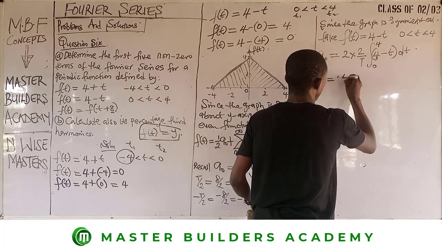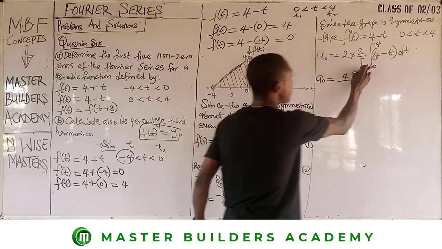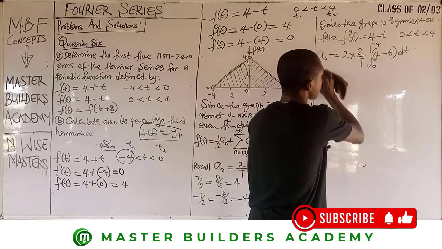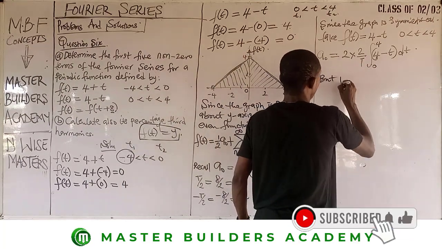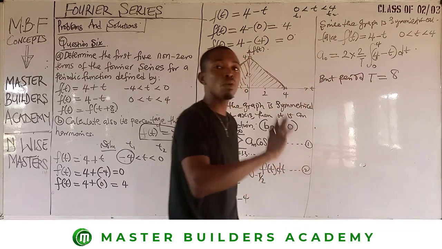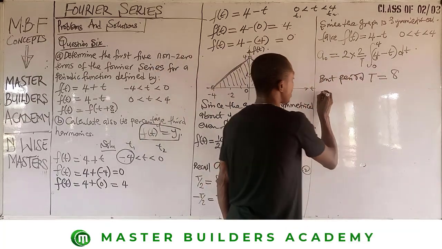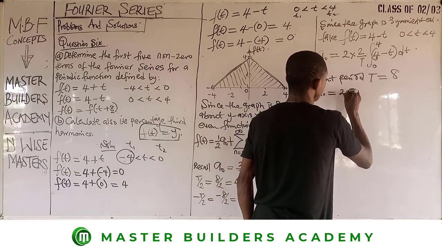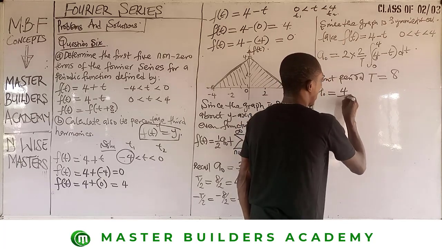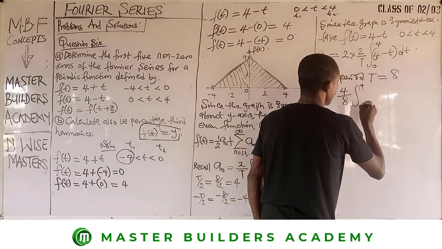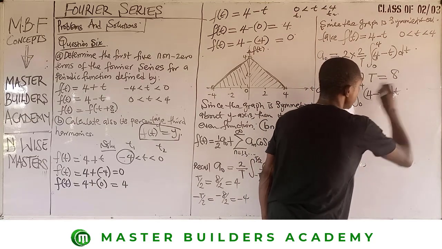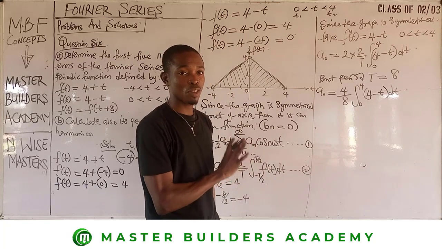So all I need to do now is to put in the value. So A0 is equal to 4 over T. And remember, what is our period? The period T is given as 8. So anywhere you see T, you put 8 here. Then A0 is equal to 4 all over 8 integral from 0 to 4 of (4 minus t) dt. I hope you understand it to this level.